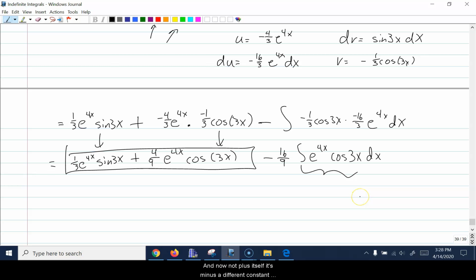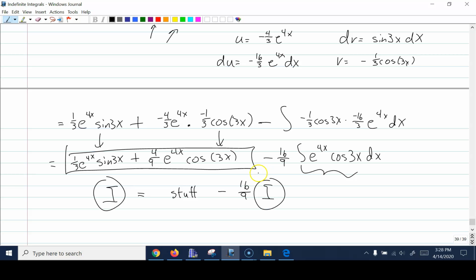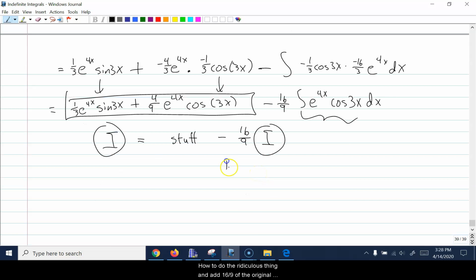And now not plus itself, it's minus a different constant times the original. Here's the goofy thing you can do. The thing we wanted for, let's call it I, is the original integral. We got I equals some stuff minus 16/9 of the original integral. This is an equation that you can solve for the original integral. I'm going to do the ridiculous thing and add 16/9 of the original integral to both sides of the equation. What's 1 plus 16/9? I think it's 25/9. Let me switch to a new video before I get cut off.